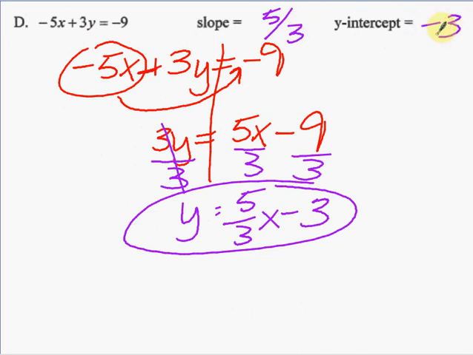So there are always two parts to converting from standard to slope-intercept form. Remember, standard form has the x and the y on the same side, usually on the left side. And when you convert to slope-intercept, the first step is to move the term with the x to the right and change its sign. And then the second step is to divide by the number in front of the y. And that will get y by itself, which is what you're trying to do.